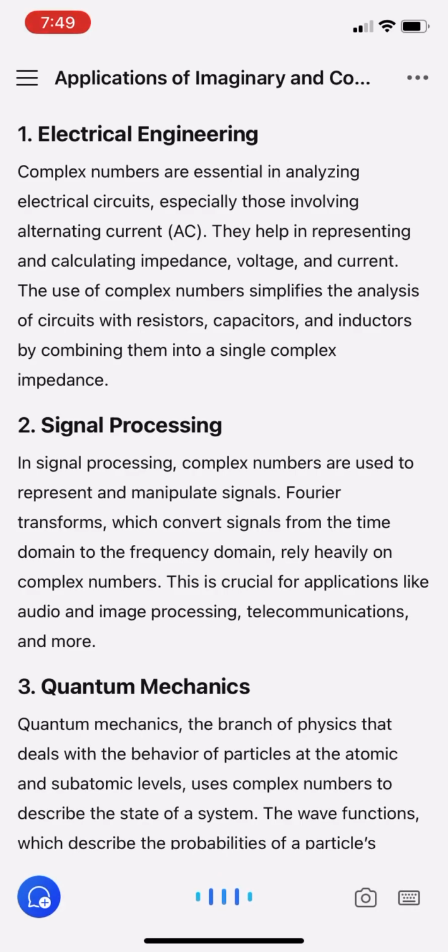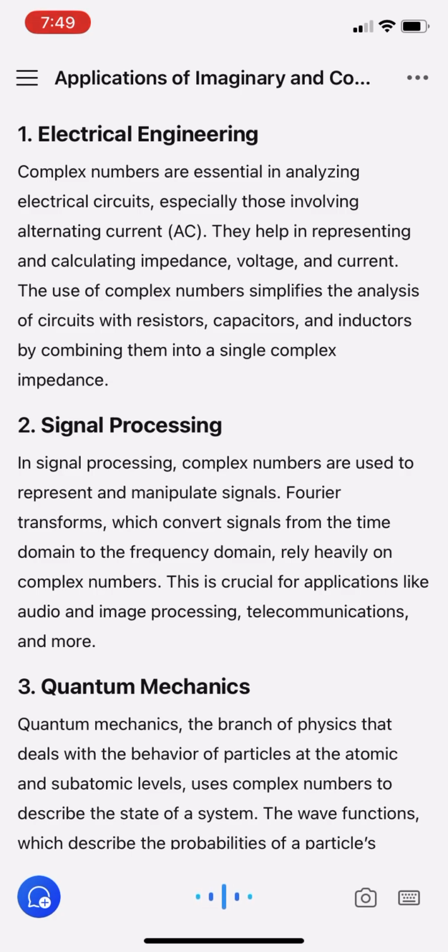They help in representing and calculating impedance, voltage, and current. The use of complex numbers simplifies the analysis of circuits with resistors, capacitors, and inductors by combining them into a single complex impedance.